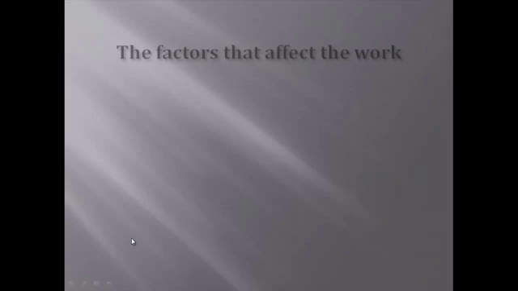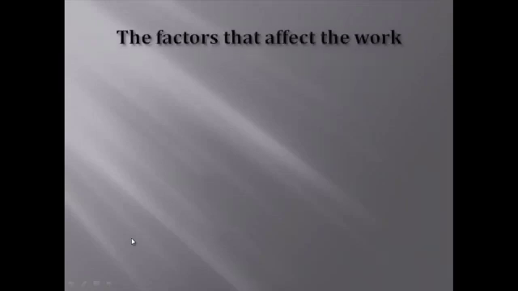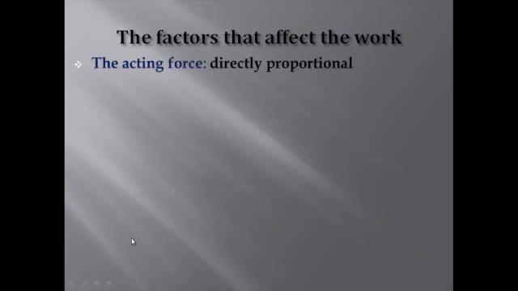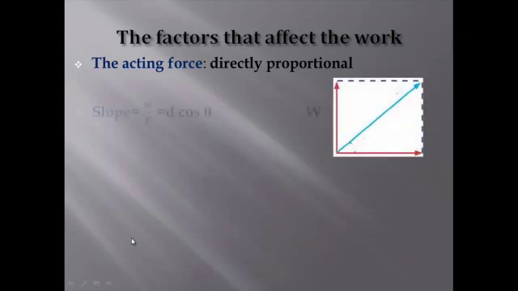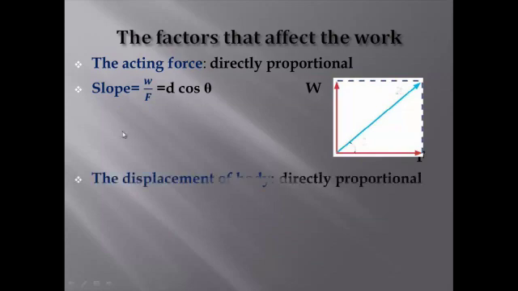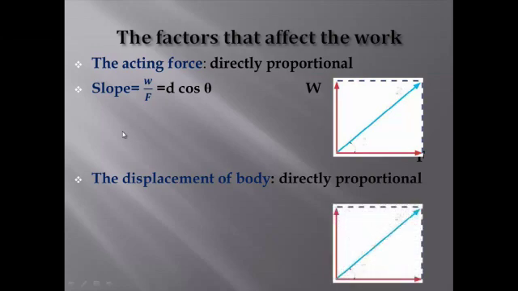Now, the factors that affect the work from the rule. Number 1 is the acting force, directly proportional, and the graph will be a straight line passing through the origin point. The slope, work over force, equals D cosine theta. Number 2, the displacement of the body, directly proportional. Also a straight line passing through the origin point. The slope, work over displacement, equals F cosine theta.